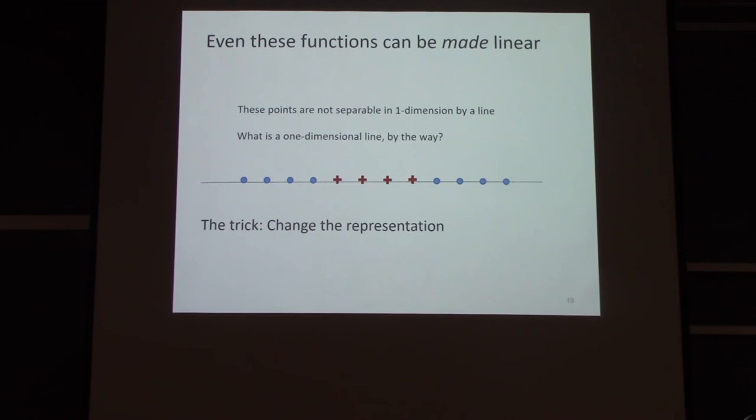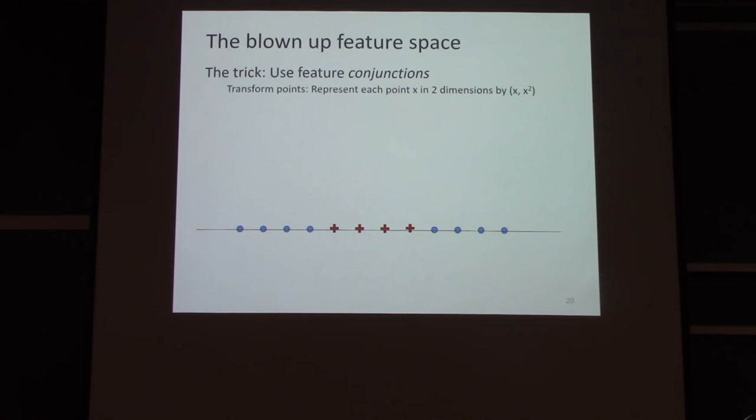The trick here is to change the representation. If you have a one-dimensional data set, you use something called feature conjunctions. You project all points to this two-dimensional space, x, x squared. Every point x becomes a two-dimensional point, x, x squared, which raises all the points to the plane. And now, you can draw that. That's a neat trick. This is called blowing up the feature space. You have no idea how long it took me to make that.